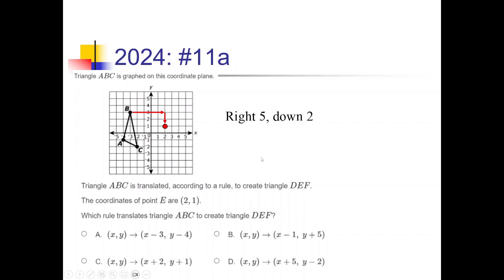So we need to find an algebra way of saying right 5 and down 2. For right 5, that's going to be x plus 5. Down 2 is going to be y minus 2. So (x plus 5, y minus 2) is going to be choice D.